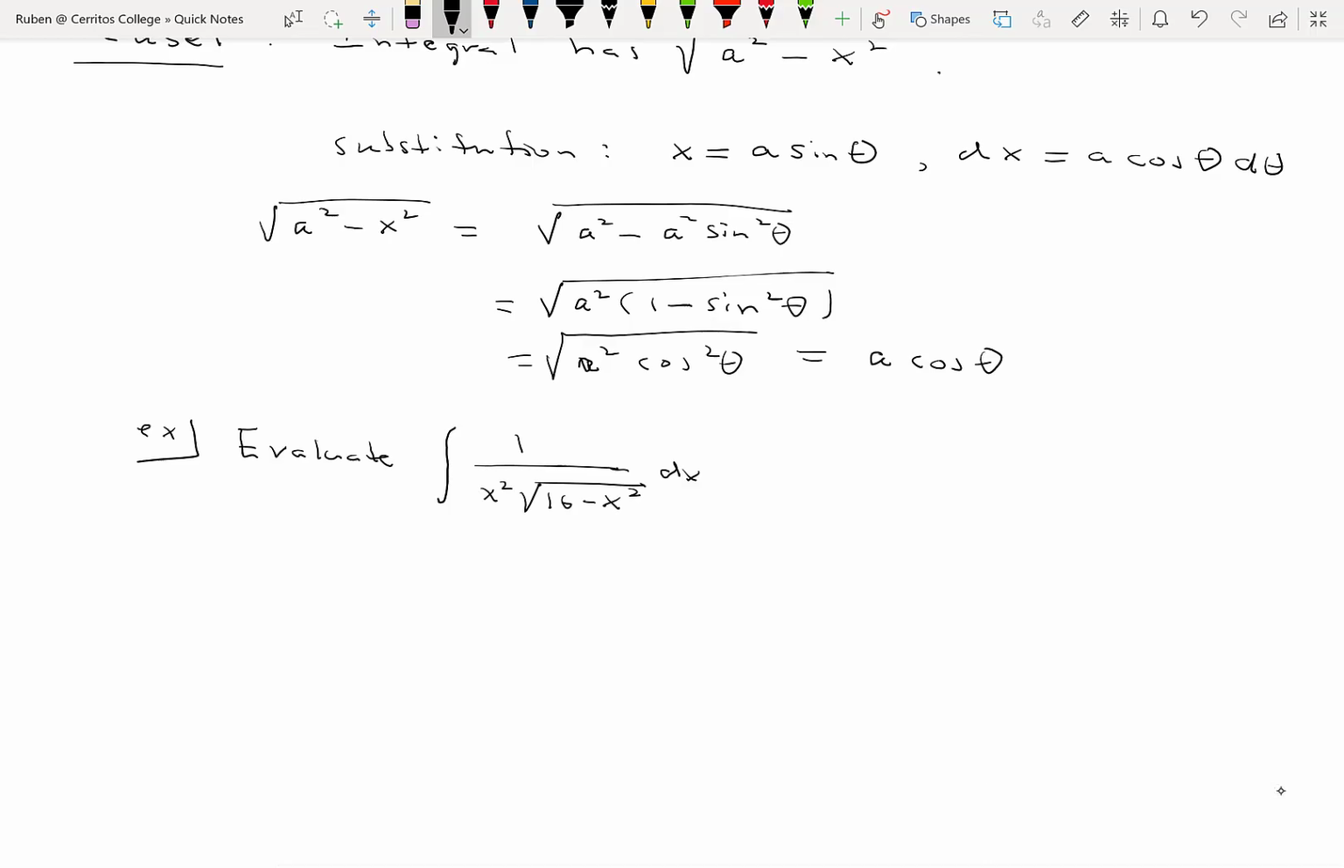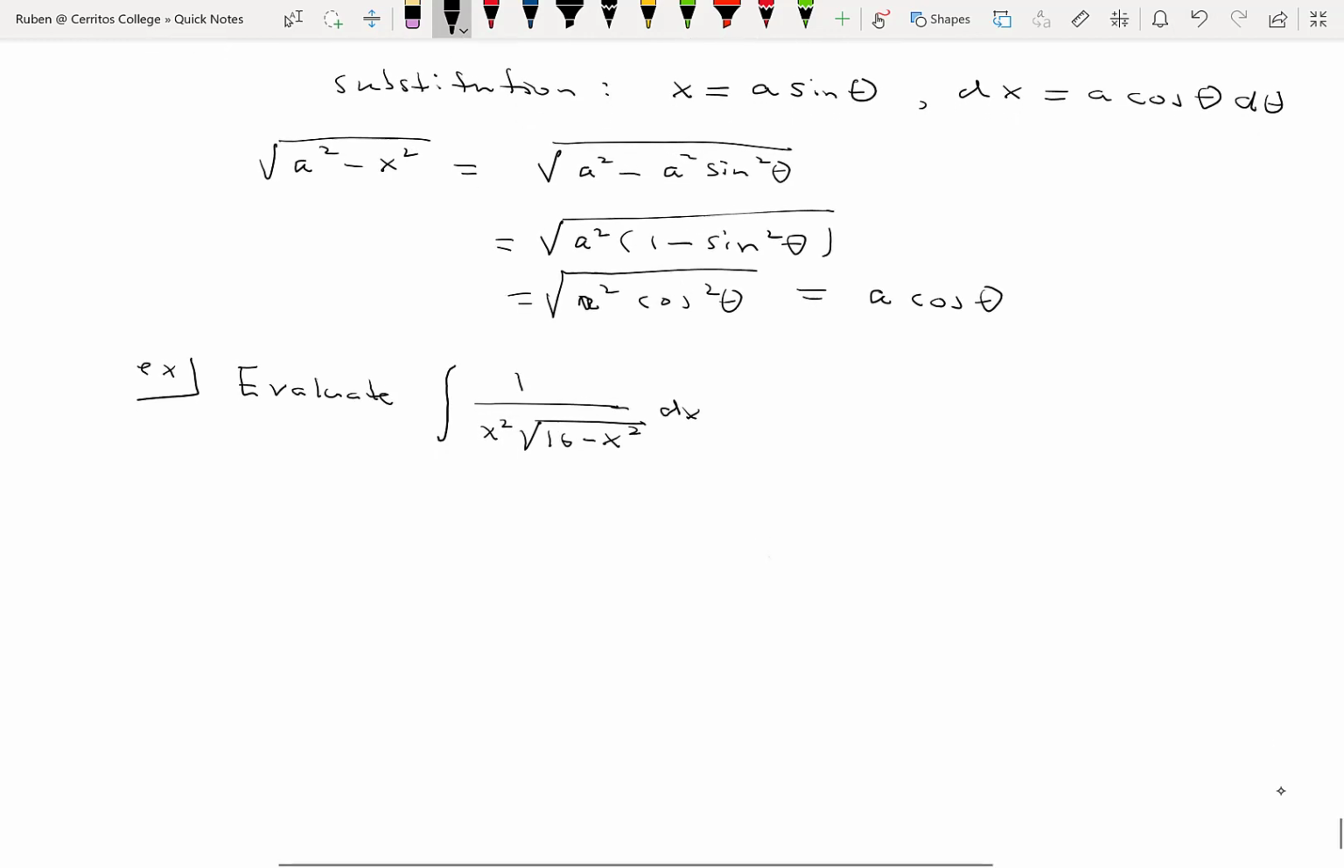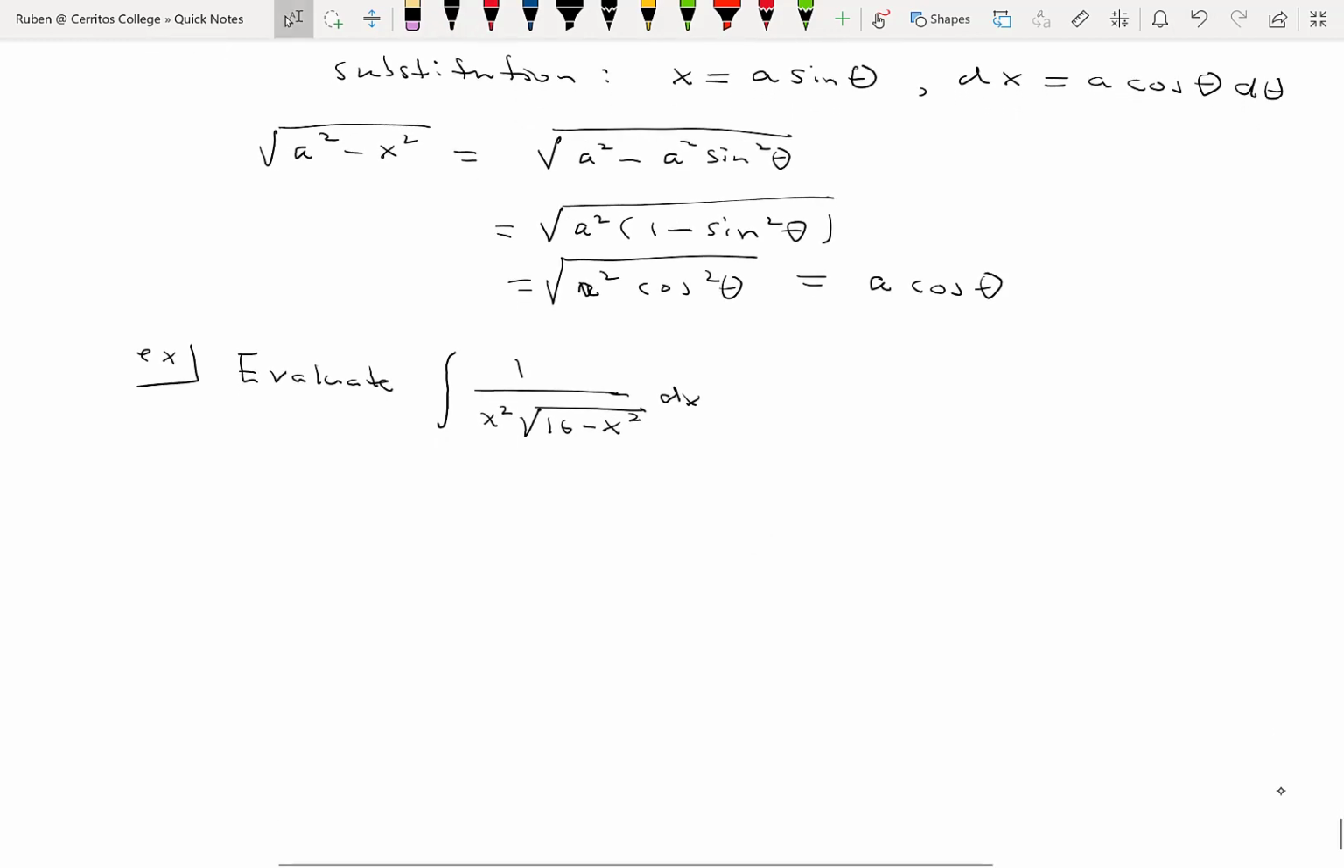The example then is evaluate the integral 1 over the quantity x squared times the square root of 16 minus x squared. So in our integrand, we have the square root of 16 minus x squared. So the substitution then will be x equal what? It will be 16 sine? No, it will be 4 sine theta. So then dx equals 4 cosine of theta d theta.